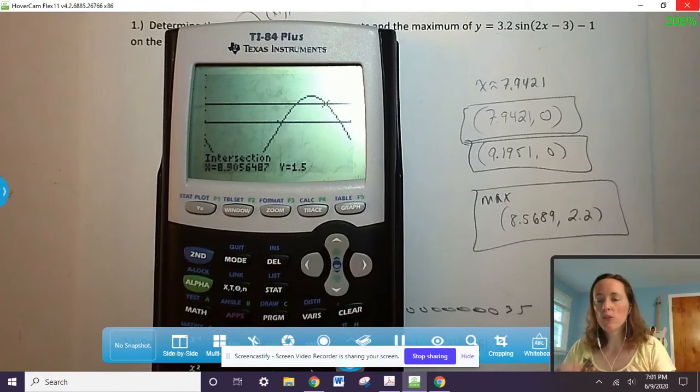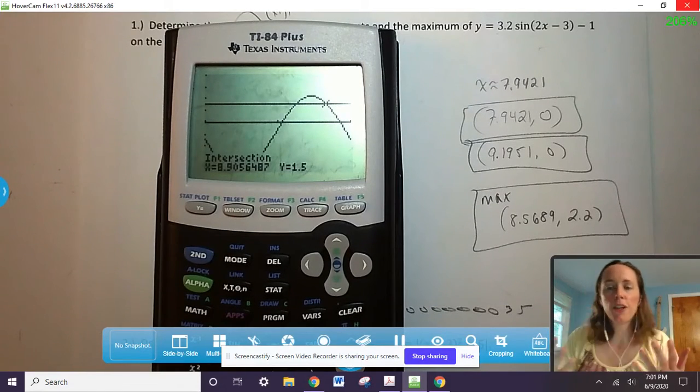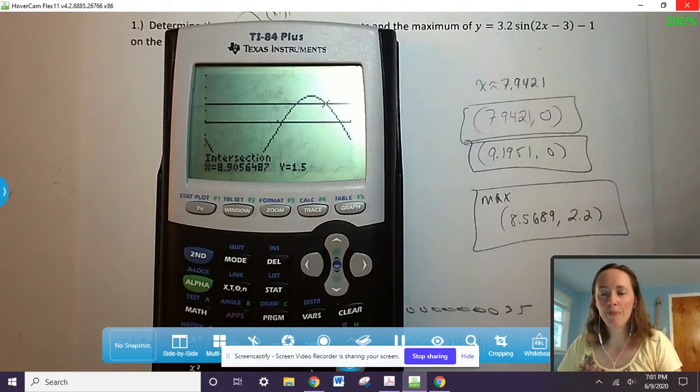So lots of things we can do with the calculator, but for this particular example, it was just those x-intercepts and the maximum.